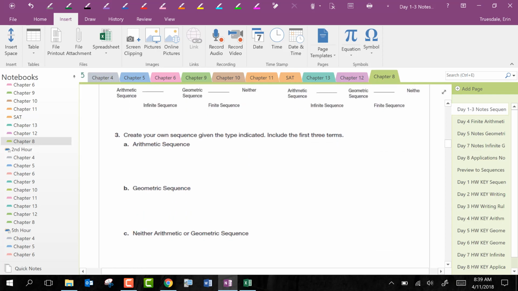So it says create your own sequence with the given type indicated. Include the first 3 terms. Okay, so go ahead. Why don't you do arithmetic and geometric? You don't need to do the neither one. So just do the arithmetic and geometric. Make your own one up. It can be a picture one. It can be a number one.